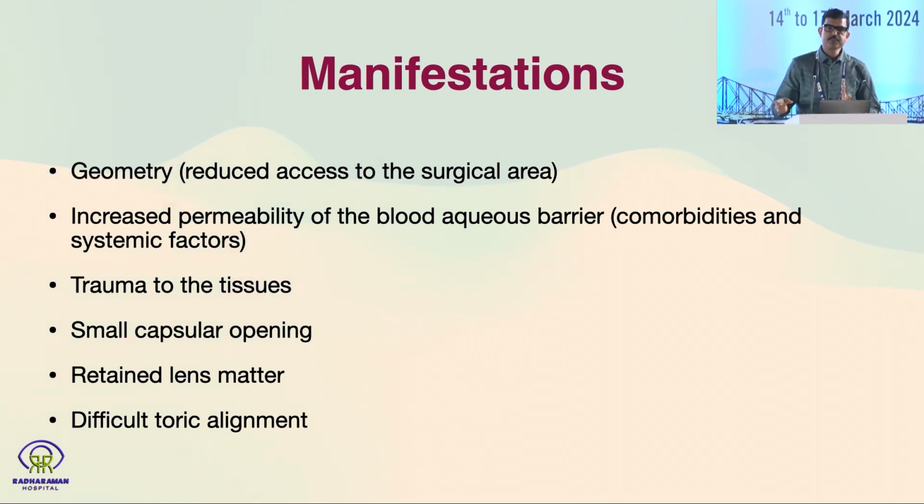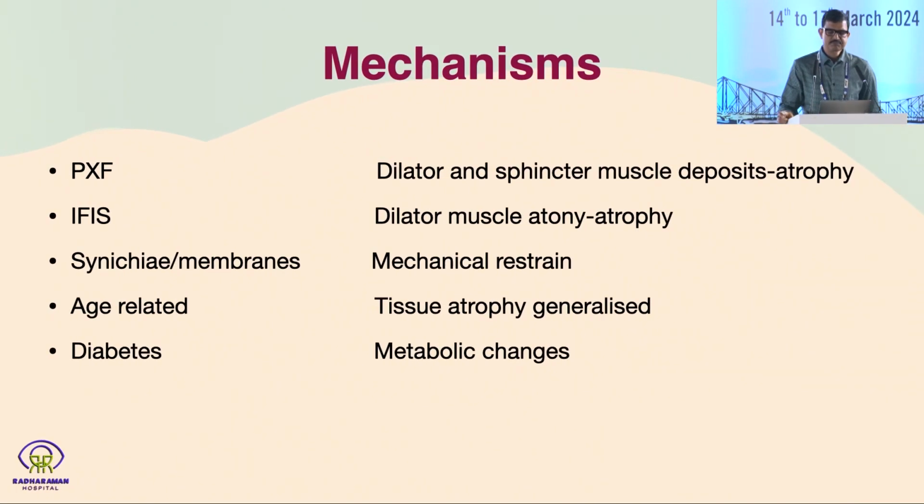Retained lens matter is very probable because the pupil is small and the iris can hide small little particles of the nucleus as you're trying to emulsify them. And if you have a toric IOL to be placed, and 45% of our practice now is toric, so if you have a toric placement, then the alignment becomes difficult in the presence of a small pupil.